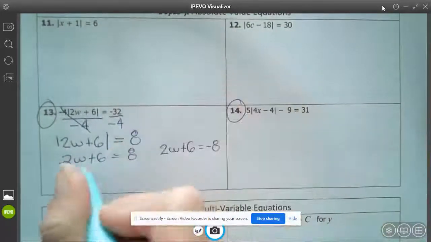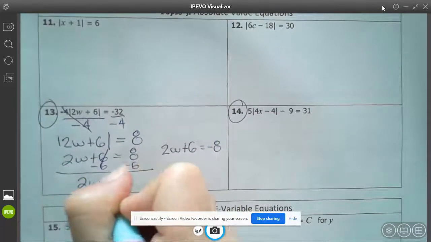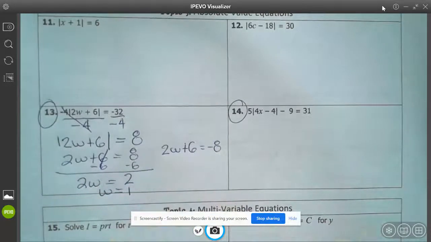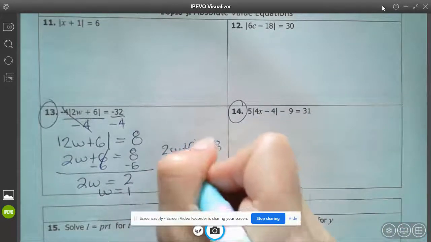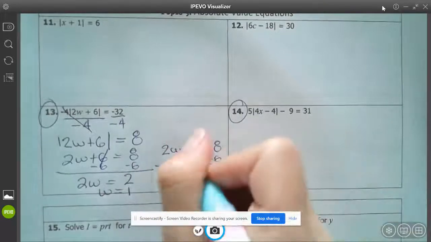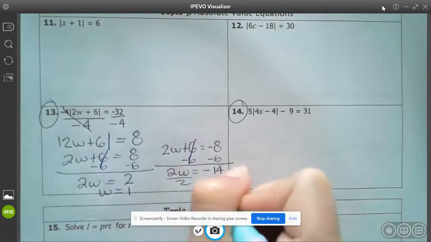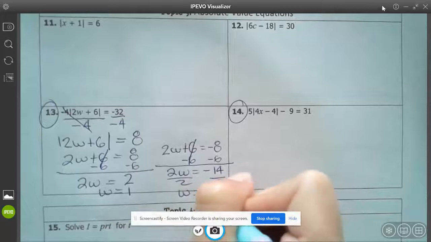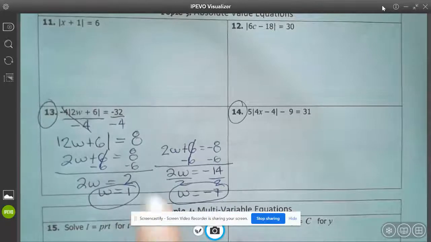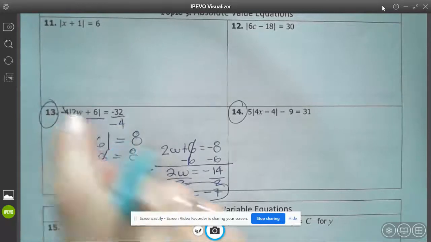So -6, that goes away, and I have 2w equals, that's 2, and then w equals 1, because I divide, right? So 2 divided by 2 is 1. And then here I have -6, that is -14, so that goes away. 2w equals -14, and then divide by 2, and I get w equals -7. So these are my answers here. Okay, so there are two possible solutions for w because we are dealing with absolute values.